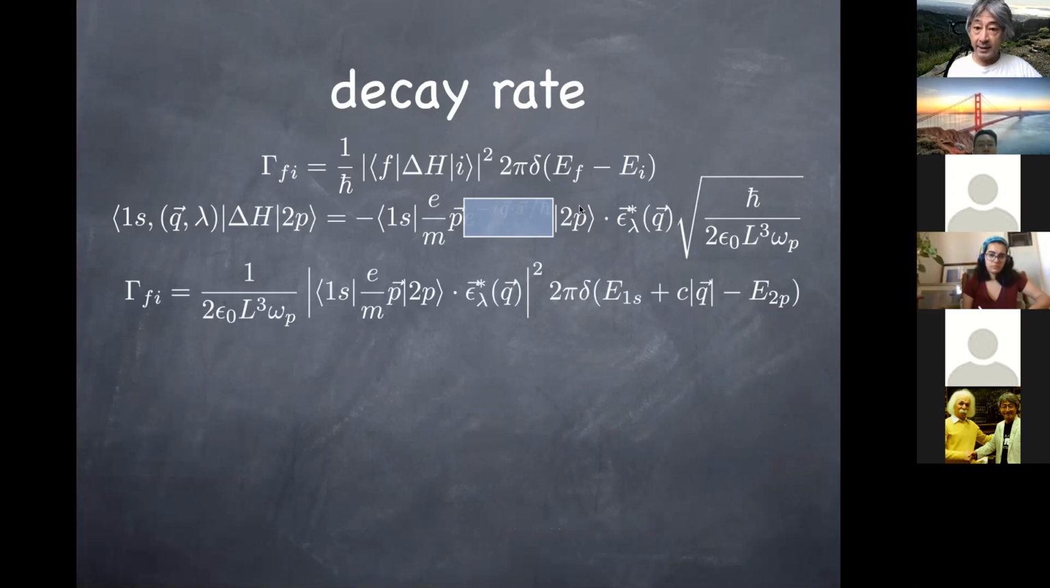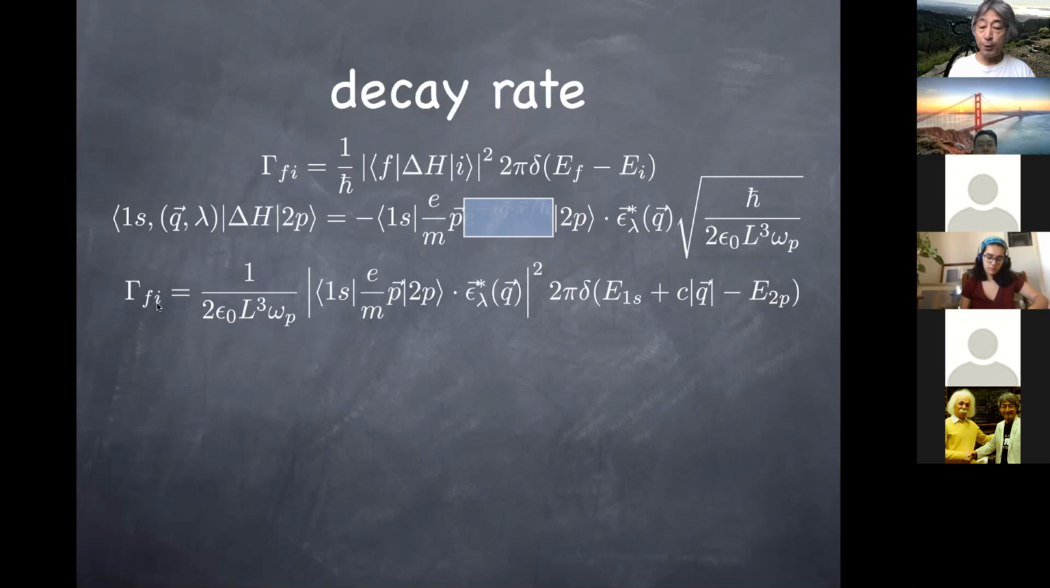And so I stick in this expression in here. I already took the square of this square root factor and put that up front over here. And then this delta function between initial and final state is given by this argument of the delta function. So the initial state is the 2p state energy of the hydrogen atom. The final state energy is the energy of the 1s state plus the energy of the photon, which is given by the magnitude of the photon momentum times the speed of light. So that's the delta function, which enforces the energy conservation in this system.